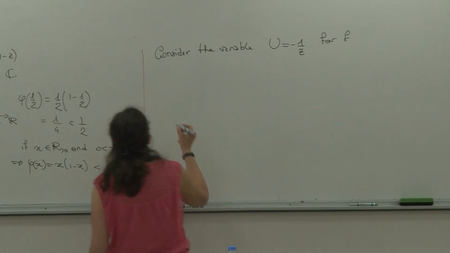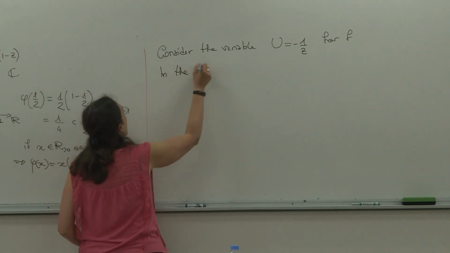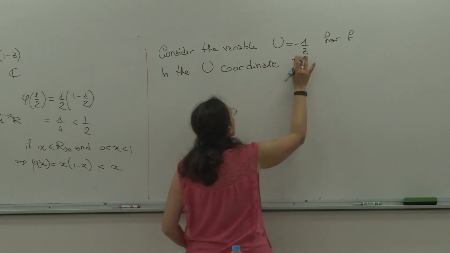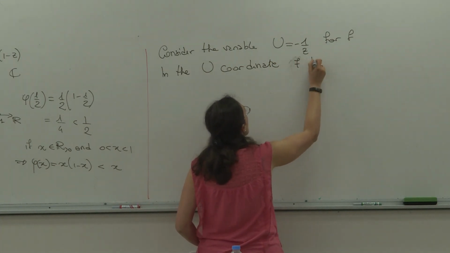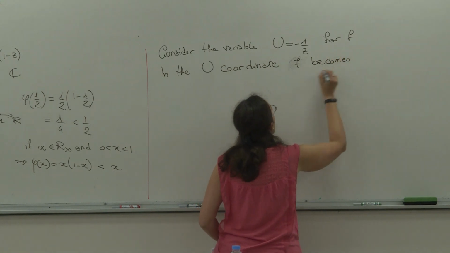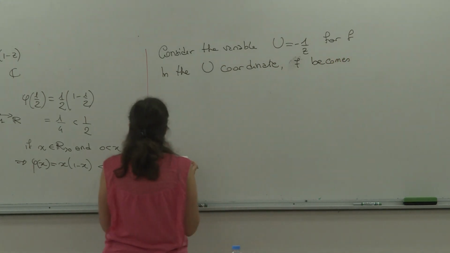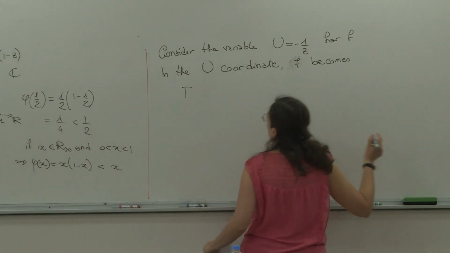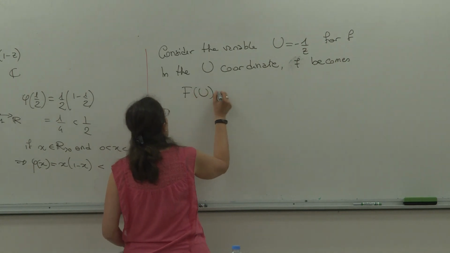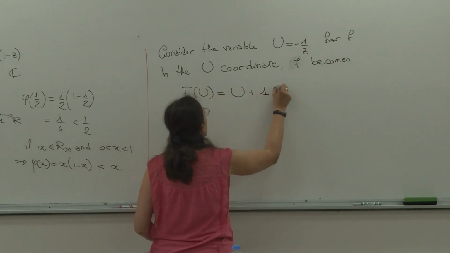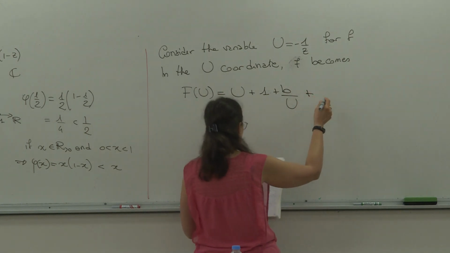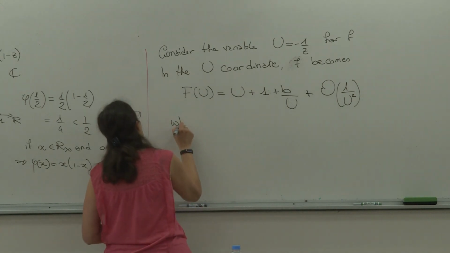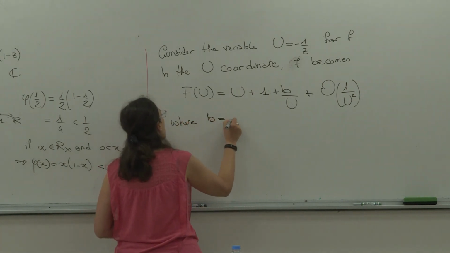So in the u coordinate, little f becomes capital F of u equals u plus 1 plus b over u plus a big O of 1 over u squared, where b is equal to 1 minus a.